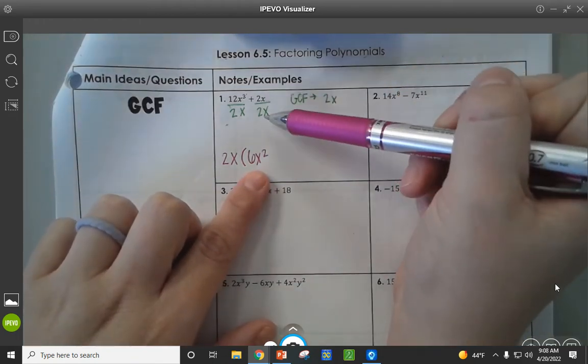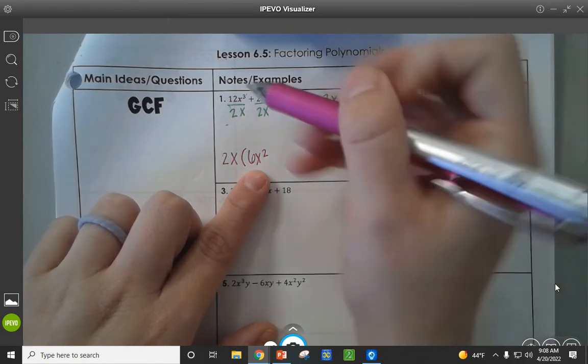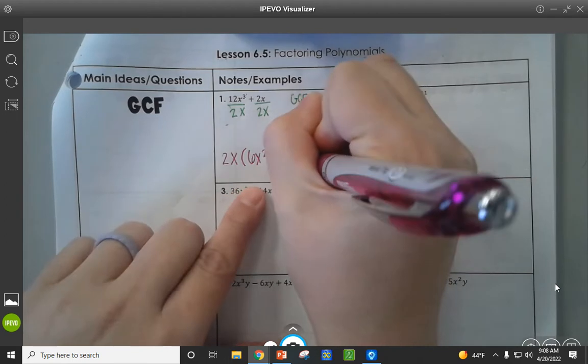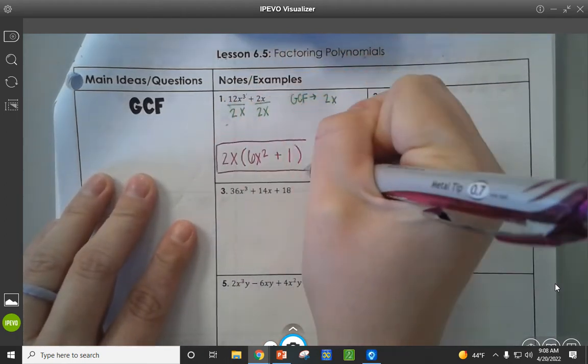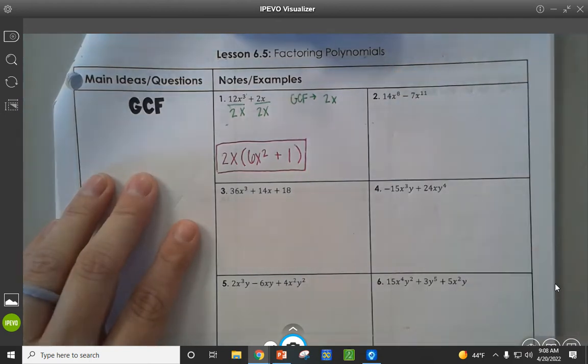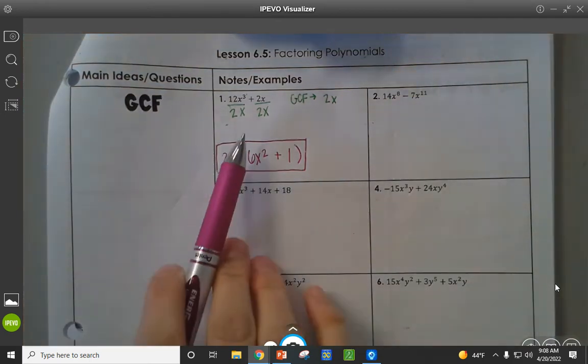What is 2x divided by 2x? 1. Not 0. It's 1. So plus 1. And this is your answer. No, because all the x's canceled. Yep.